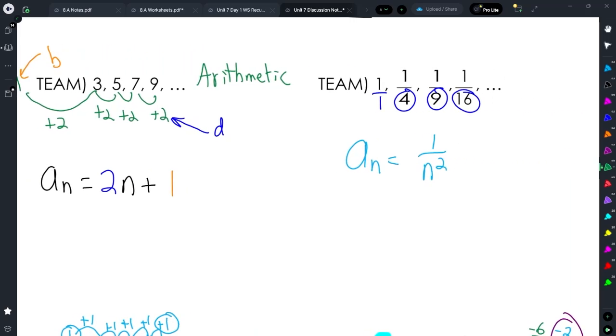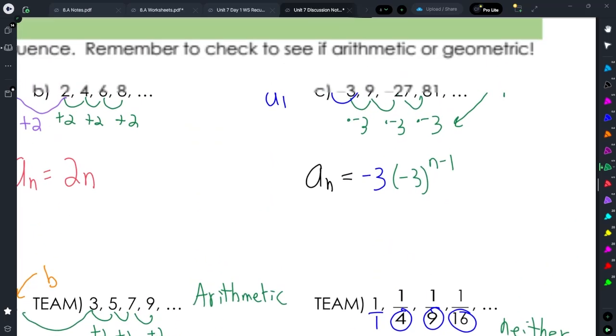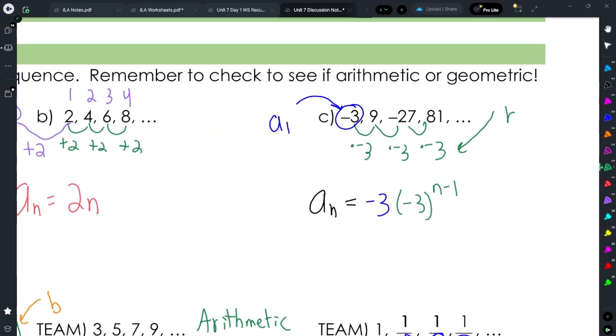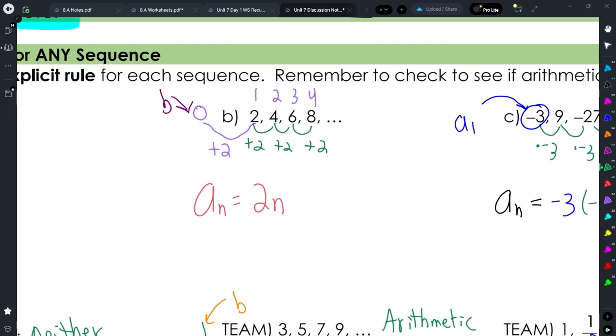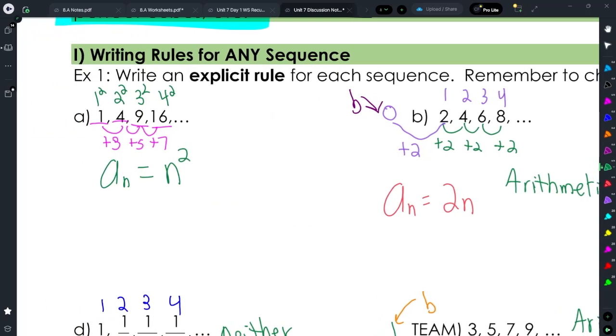This one, again, we have that exponent 1 over n squared, so this is neither. Multiplying by -3 each time makes this geometric. Adding 2 each time, this is arithmetic. And then because we have n squared here, that is neither.